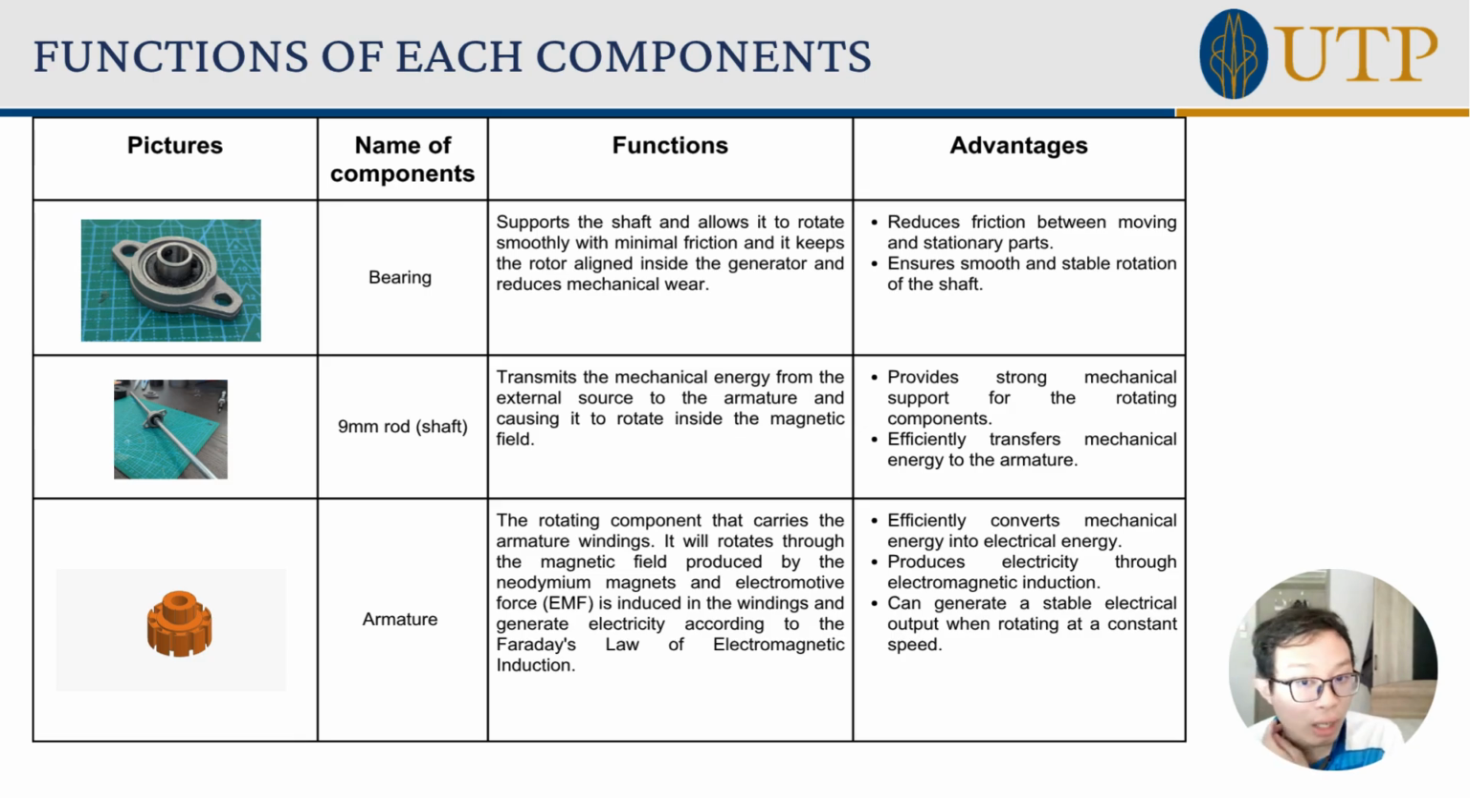And for the third part, we have the armature. This is the armature, which is the rotating component of the DC generator. Its function is to rotate inside the magnetic field produced by the neodymium magnet. As it rotates, an electromotive force, or EMF, is induced in the armature windings through Faraday's law of electromagnetic induction and generates the electrical energy. The advantages of the armature are its efficient conversion of mechanical energy into electrical energy, stable power generation, and ability to operate continuously under load.